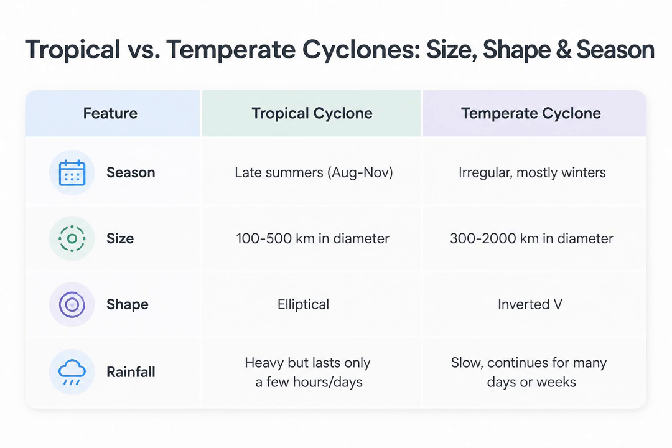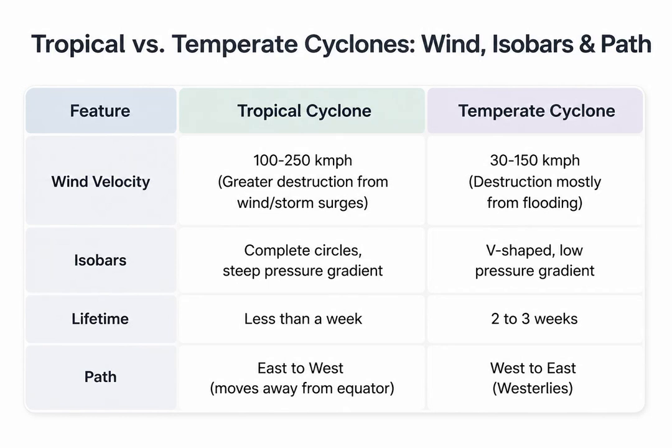The rainfall patterns differ drastically too. Tropical cyclones dump heavy rain very quickly, whereas temperate cyclones produce slower, steady rainfall that can last for days or even weeks. When it comes to destructive power, tropical cyclones have much higher wind velocities, ranging from 100 to 250 kilometers per hour, causing severe damage through winds and storm surges. Temperate cyclones have milder winds, and their damage usually comes from prolonged flooding.